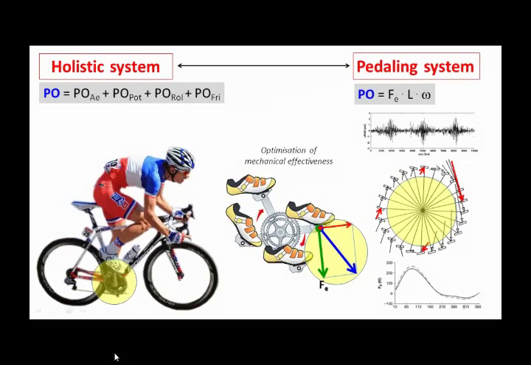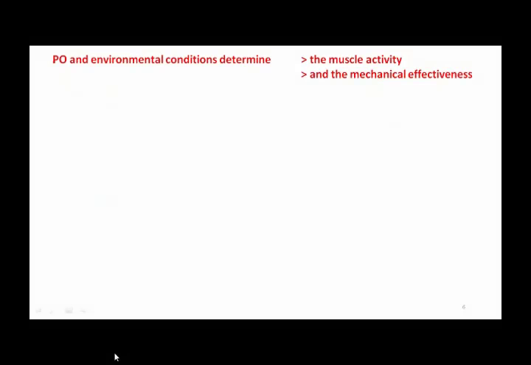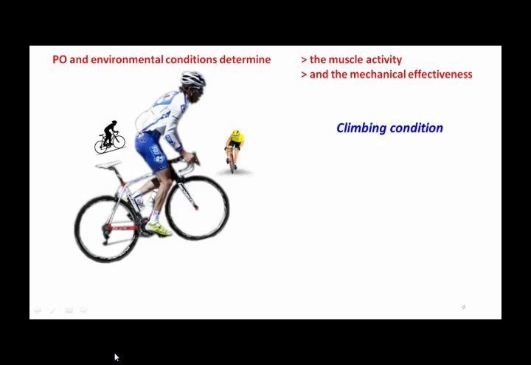So, it's possible after to plot the level of force, the level of torque, the effective force according to the different angle of the pedaling cycle, and to measure the muscle activity during these different situations, different conditions. The power output and the environmental condition determine the muscle activity and the mechanical effectiveness.